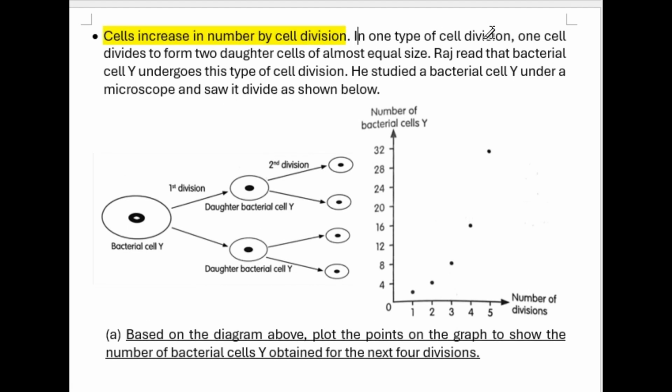In one type of cell division, one cell divides to form two daughter cells of almost equal size. Roche read that bacterial cell Y undergoes this type of cell division. He studied a bacterial cell Y under a microscope and saw it divide, as shown below. Based on the diagram above, plot the points on the graph to show the number of bacterial cells Y obtained for the next 4 divisions.